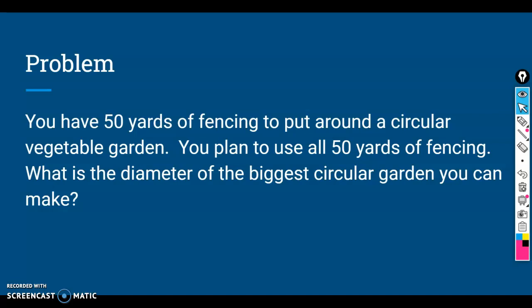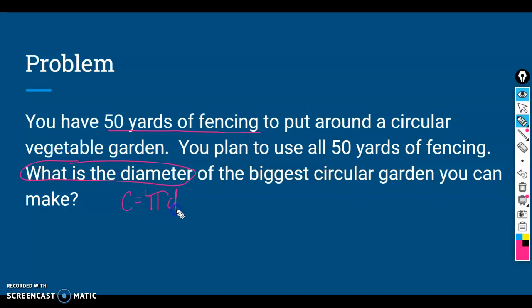Alright, look at the next problem. You have 50 yards of fencing to put around a circular vegetable garden. You plan to use all 50 yards of fencing. What is the diameter of the biggest circular garden you can make? So, again, you have 50 yards of fencing to put around a circular vegetable garden. What is the diameter of the biggest circular garden you can make?